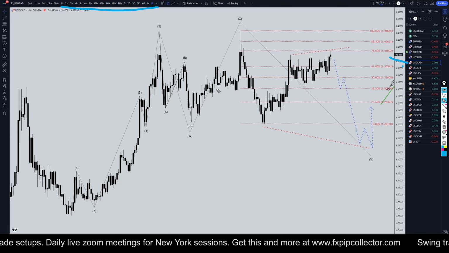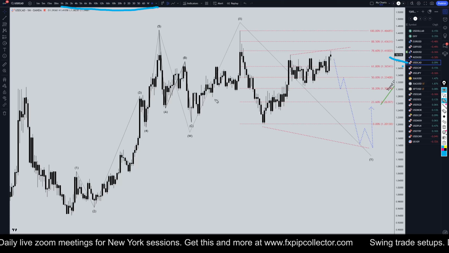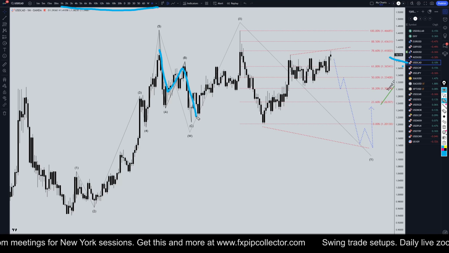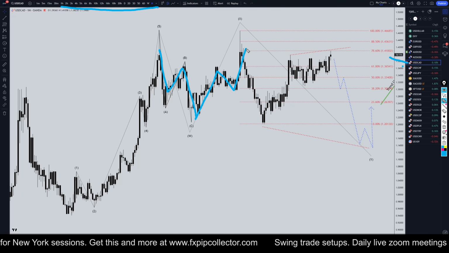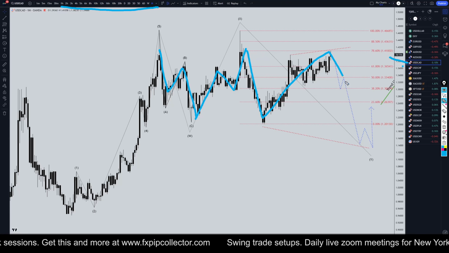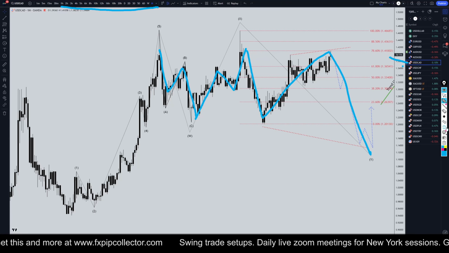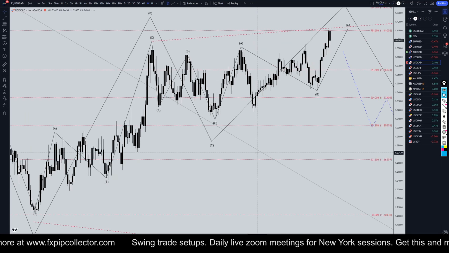So anyways, on the US dollar CAD, I did change up my analysis a little bit. Me and the members actually put our heads together yesterday, and I think this is actually a WXY, 3 waves down, 3 waves up, 1, 2, 3 waves down for a wave Y. So let's take a look at it on the weekly time frame.